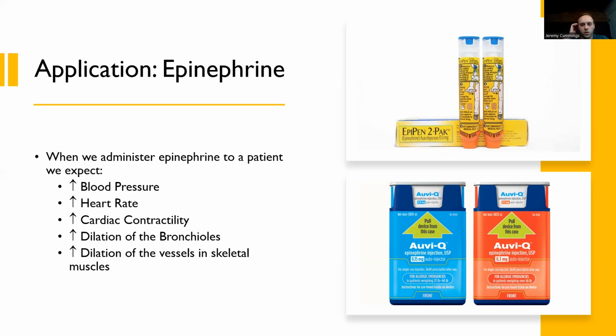Even though we're giving it to the patient to increase, let's say, dilation of their bronchioles, as a side effect it's going to cause an increase in the patient's heart rate, right? They might become tachycardic as a result or a side effect of us giving them this medication.